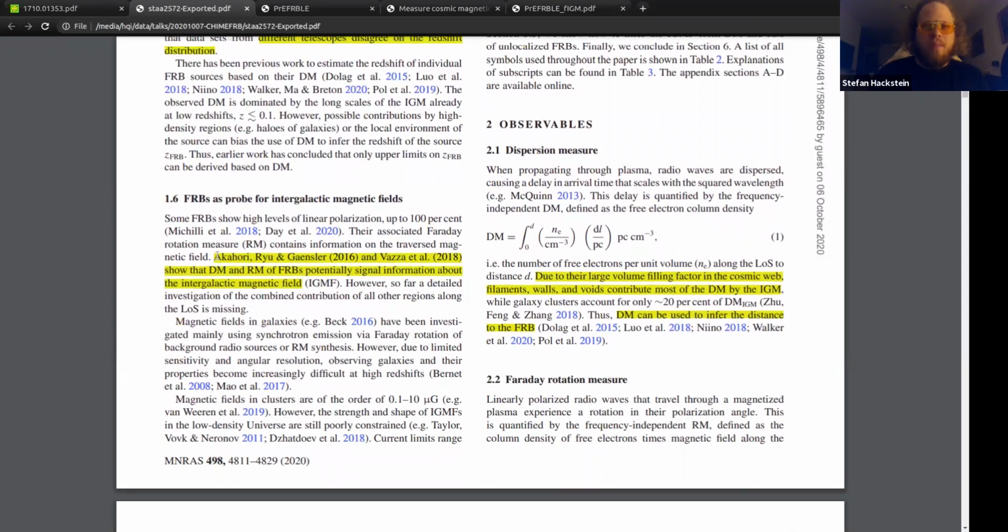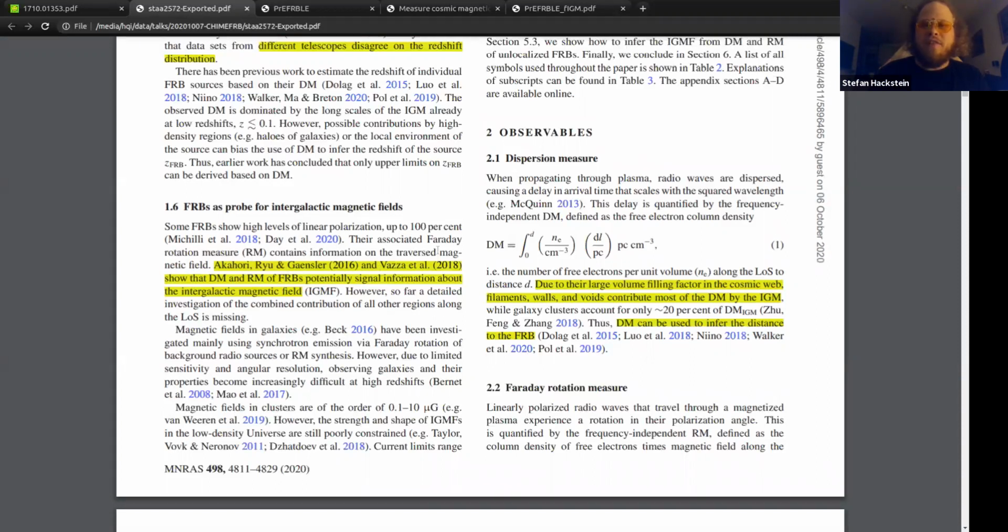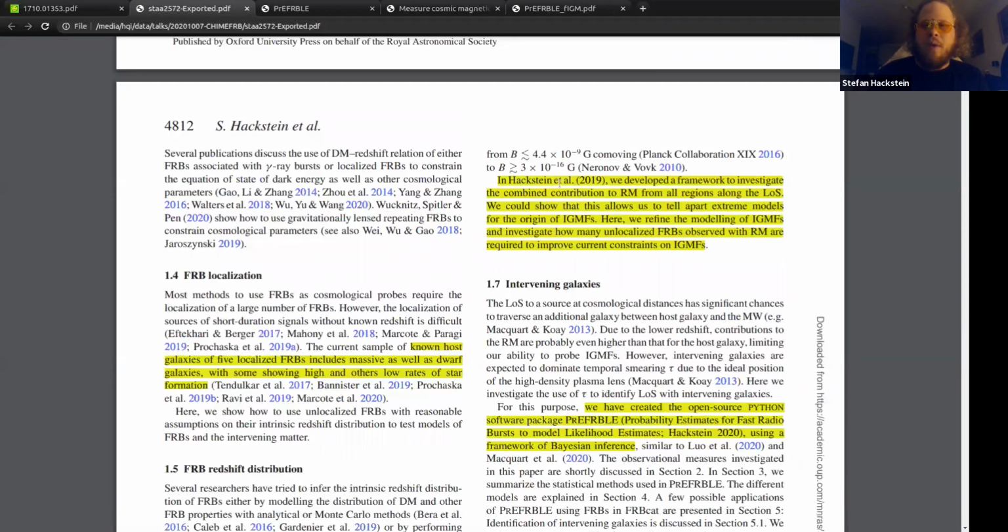So it has been shown already by Akahori, Vatsa and others that the dispersion measures and rotation measures potentially signal information about the intergalactic magnetic fields. I've been investigating this also together with Brian in a paper in 2019, where we basically started to develop this framework and where we could show that we can tell apart very extreme models for the origin of intergalactic magnetic fields. Now we refine this modeling and also refine the machinery to see what the observed rotation measures tell us about the intergalactic magnetic fields, or actually how many do we need to look at in order to learn something.